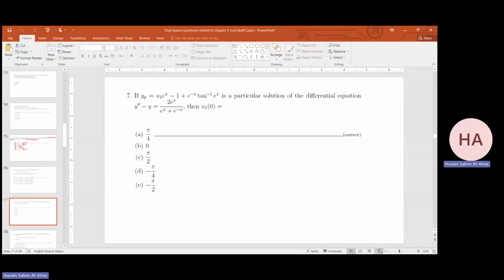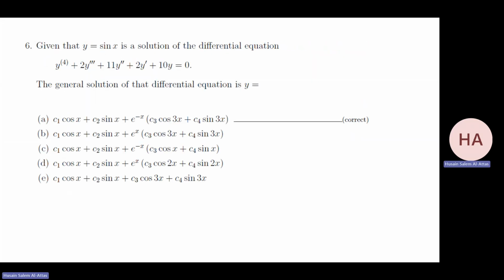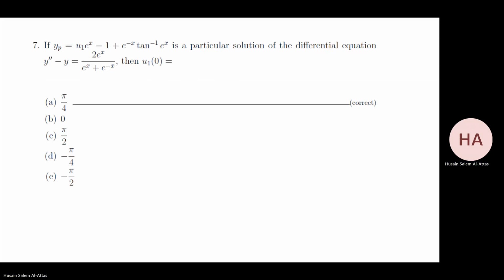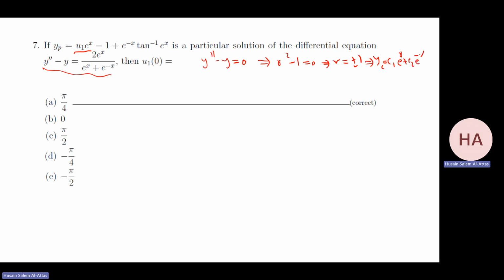Bismillah ar-Rahman ar-Rahim. We'll continue doing some problems now related to chapter 5. We reached this one. If yp equals this plus this, you need u1 at 0. So I have r squared minus 1 equals 0, so r equals plus or minus 1. So yc equals c1 e to the power x plus c2 e to the power minus x.